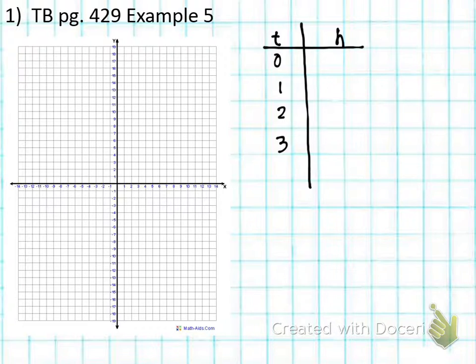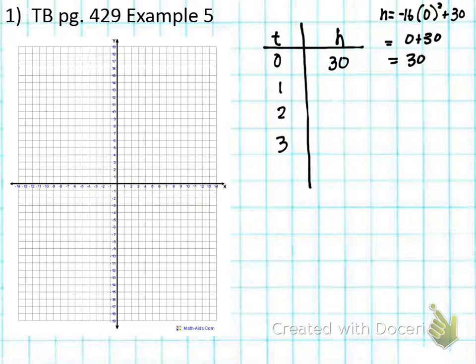So we know at 0 seconds, if I plug in 0 as my T, we have H equals negative 16 T squared, and instead of T we're putting in 0 squared, plus 30. 0 squared is 0, times negative 16 is 0, and 0 plus 30 is 30. So we know that at 0 seconds it's 30 feet high. That's just what our table says.